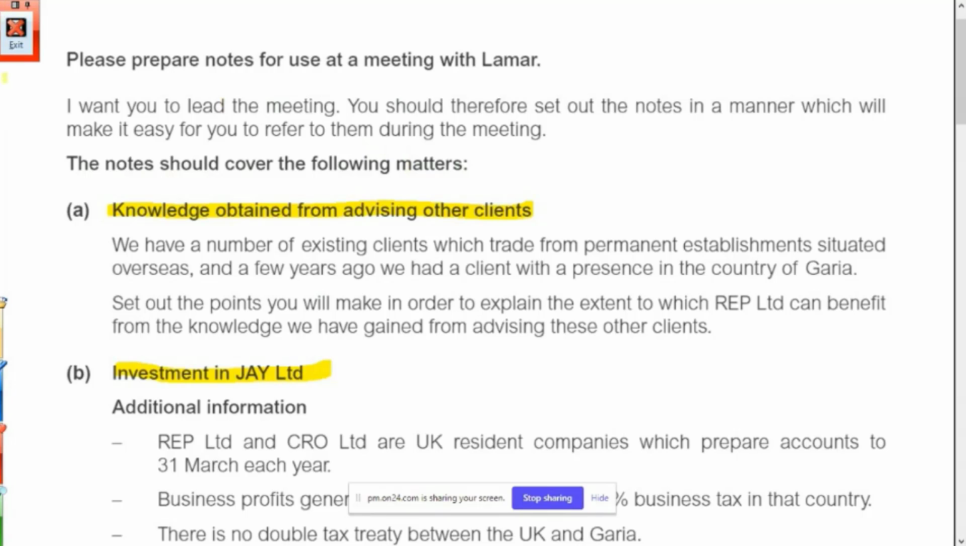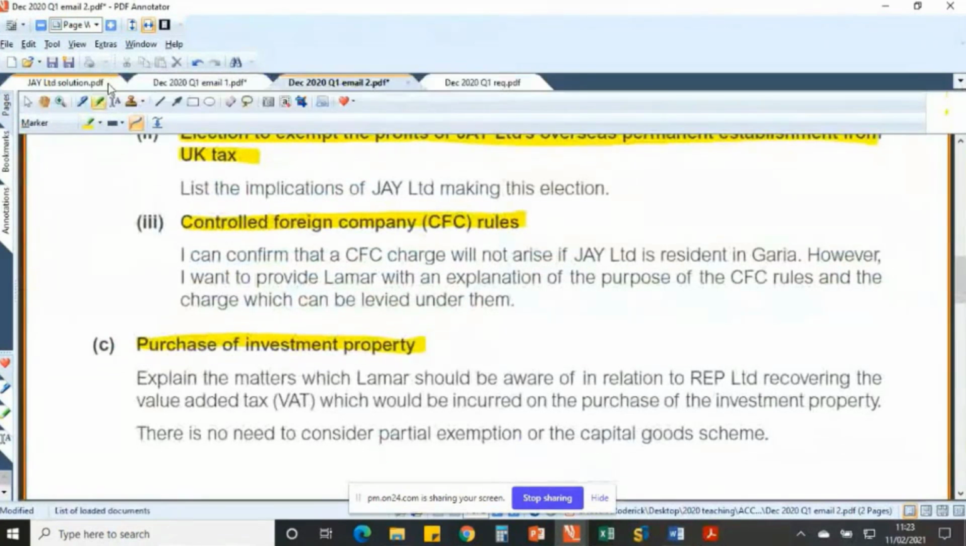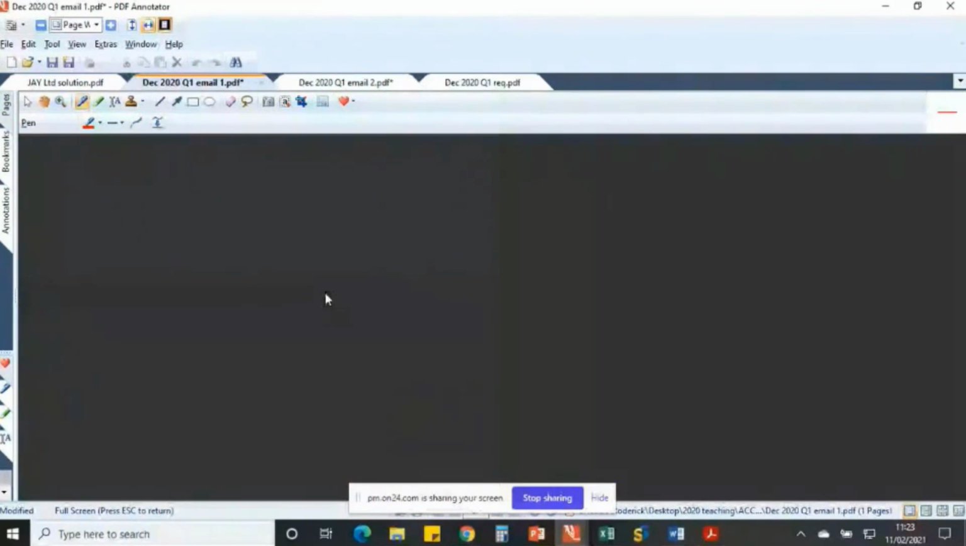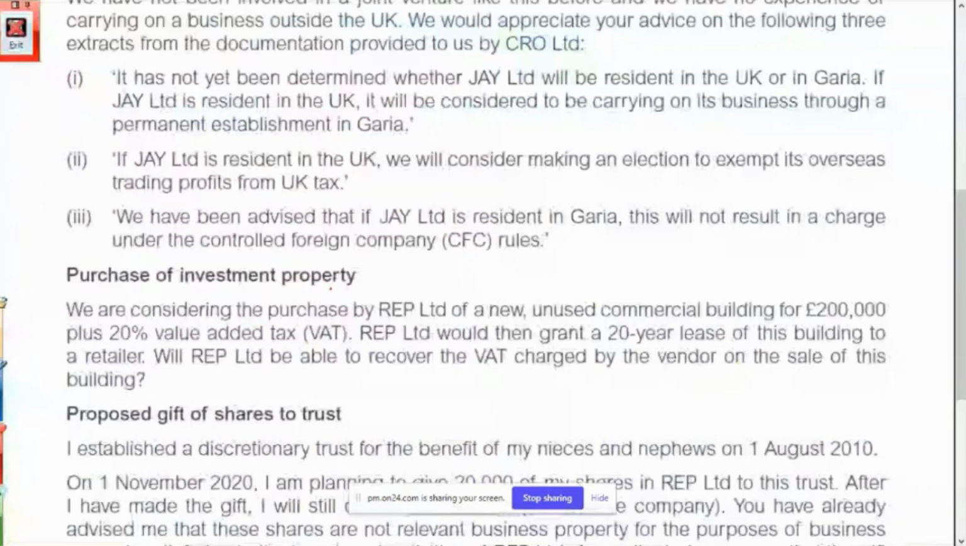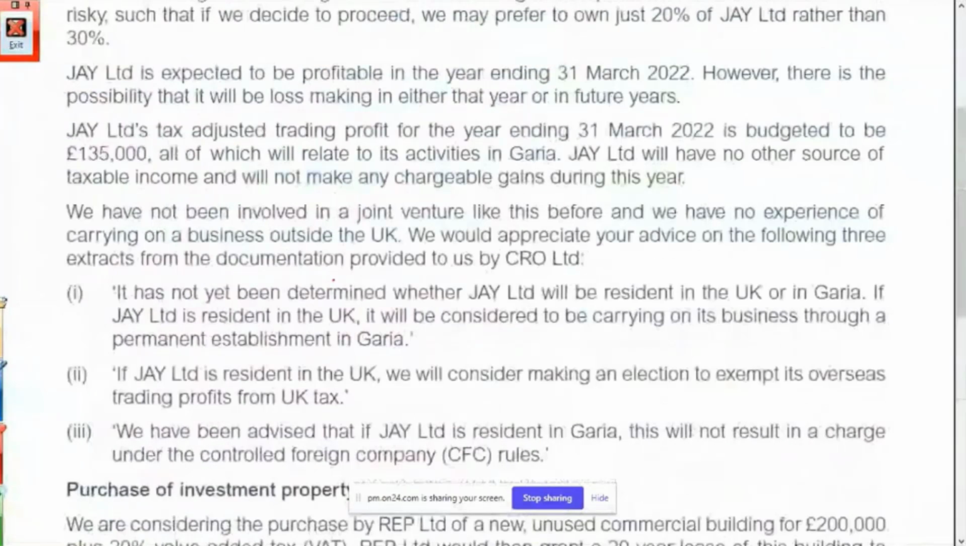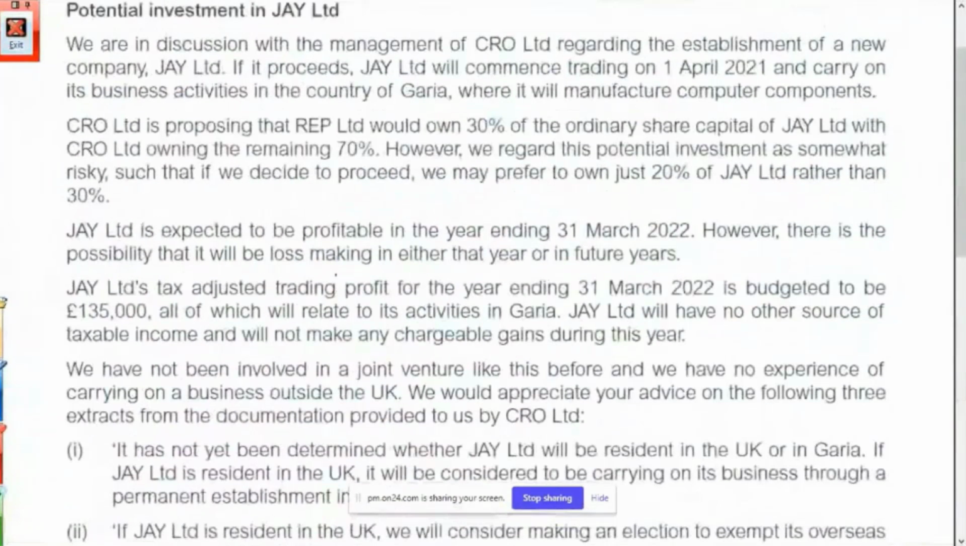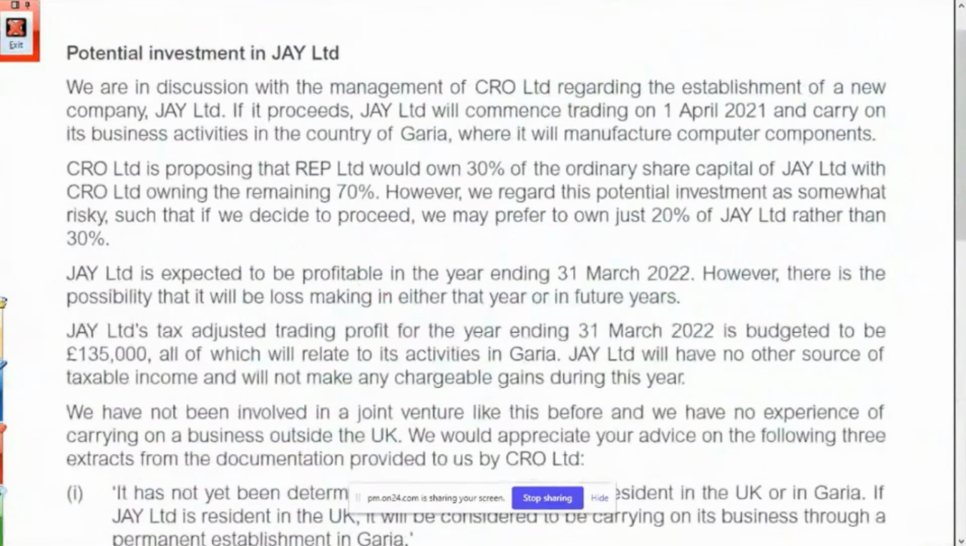So let me go to the information first of all. Okay. So this is what the client's telling you. So let's just go through it. They're in discussion with the management of CRO Limited regarding the establishment of a new company, J. If it proceeds, J will commence trading on 1 April 2021, carry on its business activities in the country of Garia and manufacture computer components.